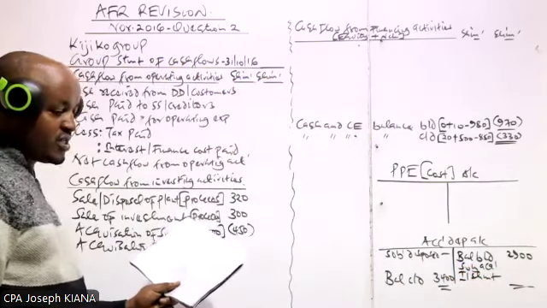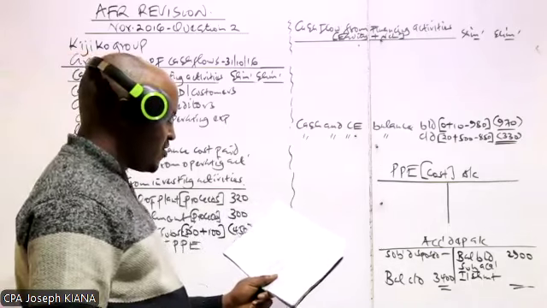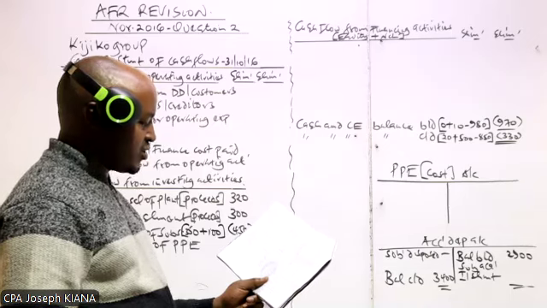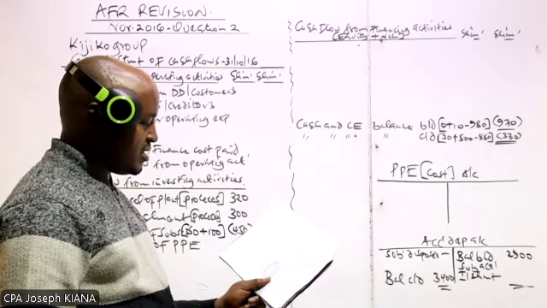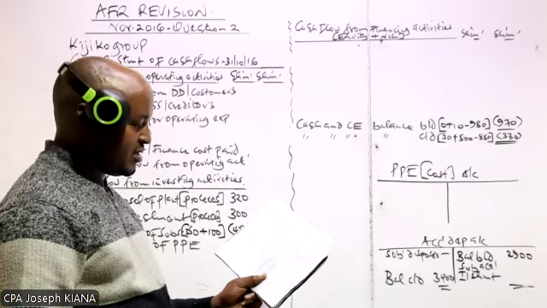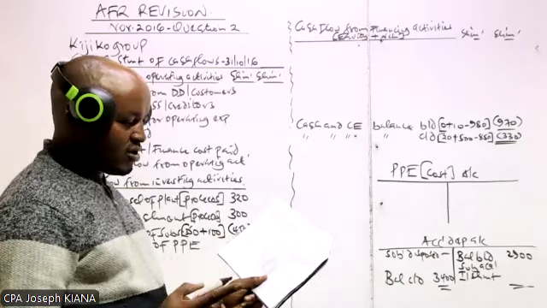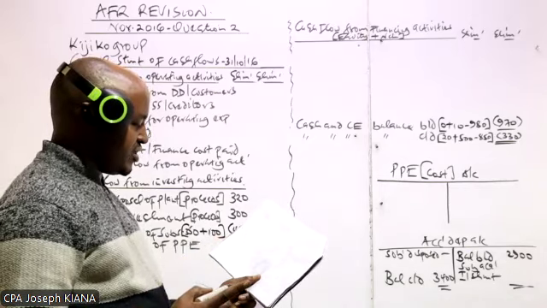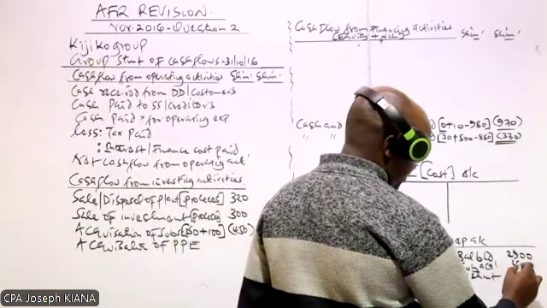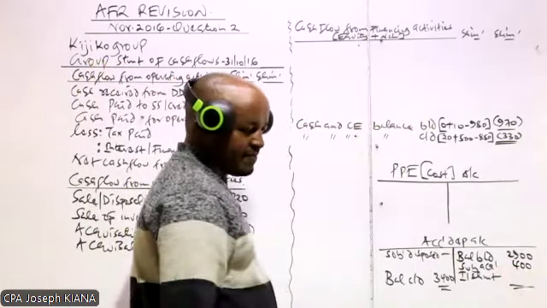So can we go to note number 4? In note number 4, the last paragraph, we are told the cost of the PPE of Sahani Limited on the date of acquisition was 100 million. That is the cost, and accumulated depreciation of 400. So the accumulated depreciation for the subsidiary acquired was 400.